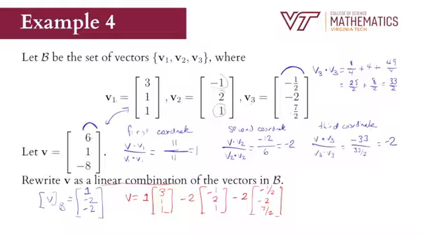Well, look at that. Let's see if that works. In the top row, we get 3 plus 2 is 5. Negative times negative is positive 1. So that's 6.